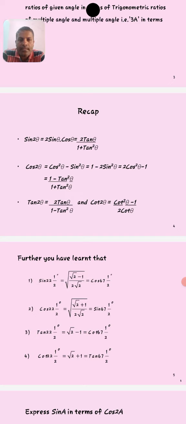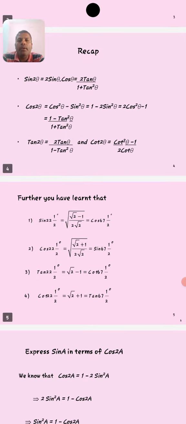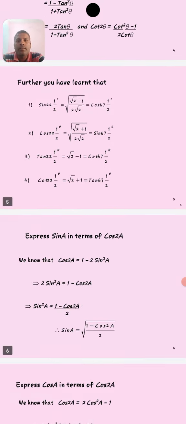The same way, tan 2 theta is equal to 2 tan theta by 1 minus tan square theta, and also cot 2 theta is equal to cot square theta minus 1 by 2 cot theta. Already we know these types of formulas.